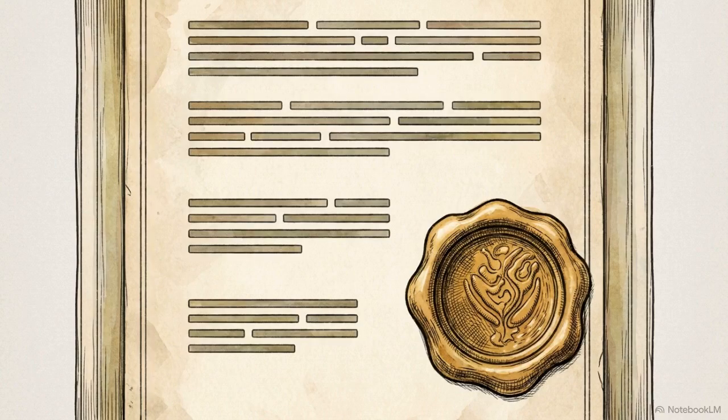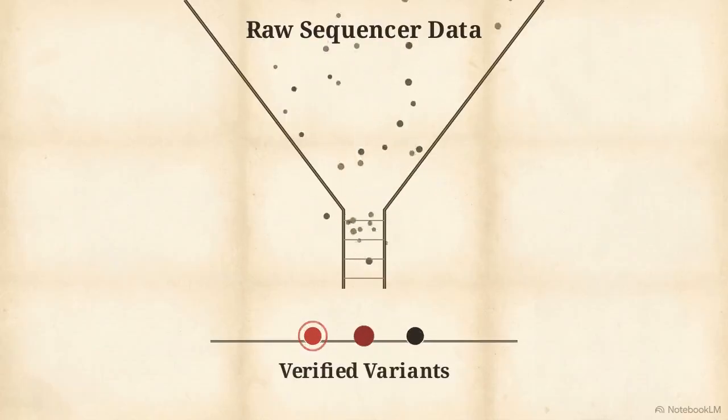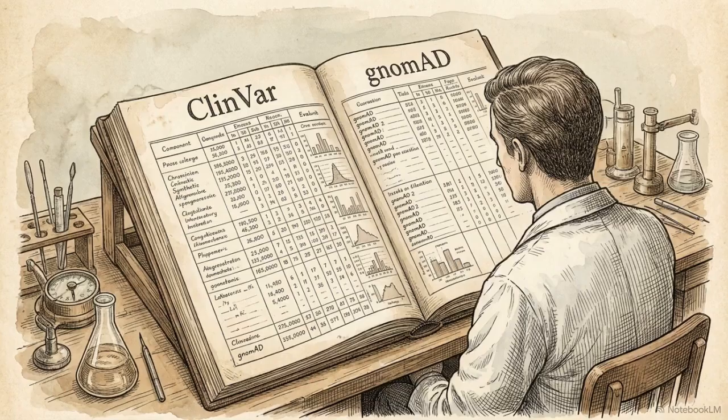The VCF file represents the final collection of verified findings, the result of compressing billions of data points into a few specific genetic signals. We have now narrowed an overwhelming volume of genetic data down to just a few verified variants. The next step is annotation.